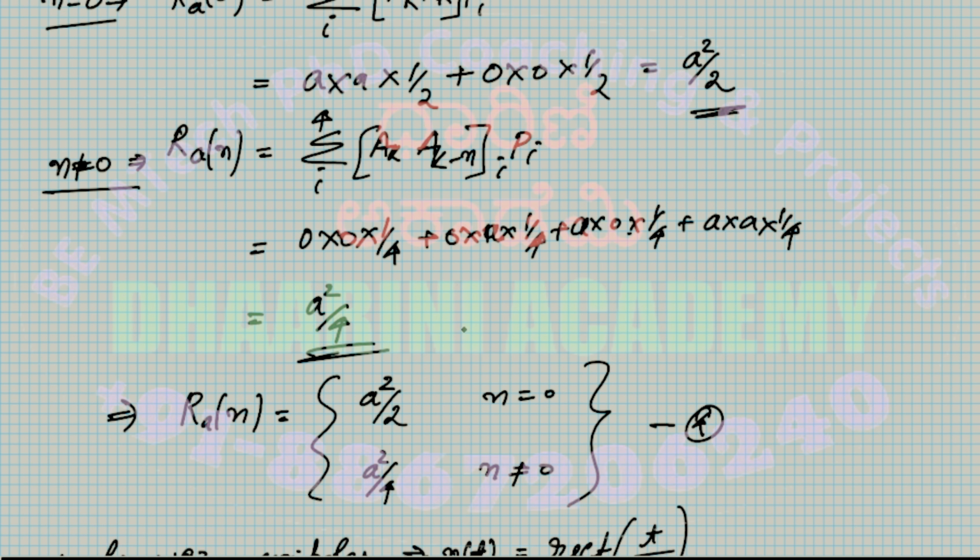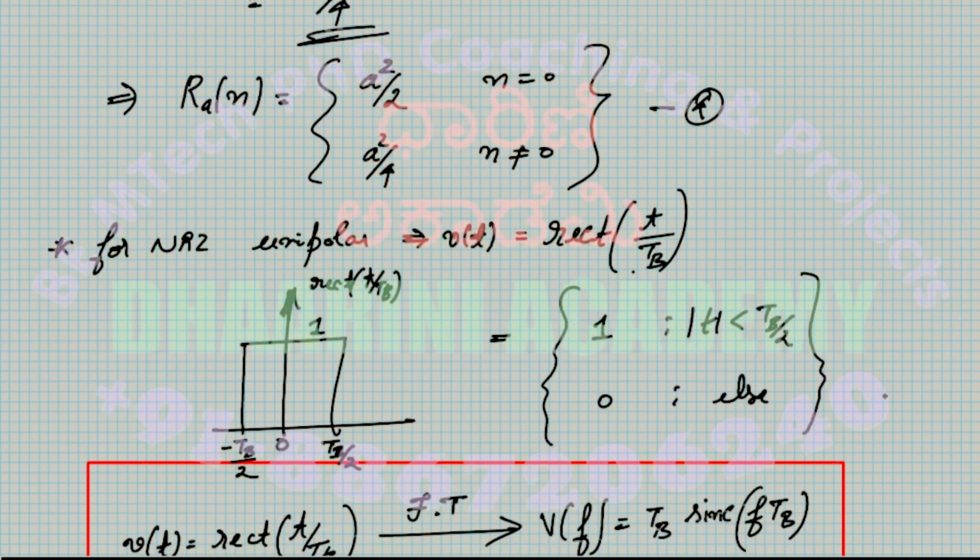So the conclusion is that whenever n is not equal to 0, we are going to get the autocorrelation value as A square by 4. So club both the answers you got so far, one for n equal to 0 and one more for n not equal to 0. Both of them will club together to get this equation number 4, which is like this. RA of n is equal to A square by 2 when n equal to 0, and A square by 4 when n is not equal to 0. Correct? Okay.